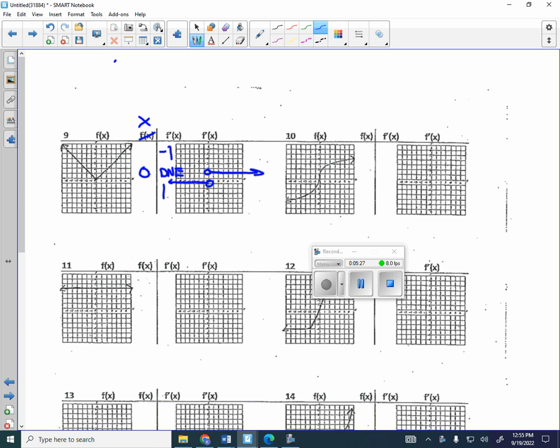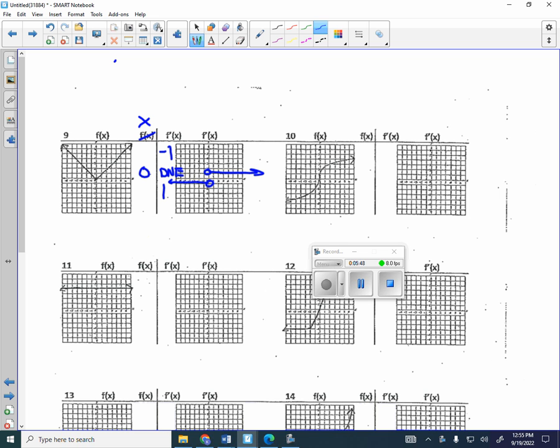So that's what we're going to do next, okay? And then I'm going to let you guys be for a second, okay? Okay. Let's look at number 10. What can you tell me definitively about the graph of number 10?